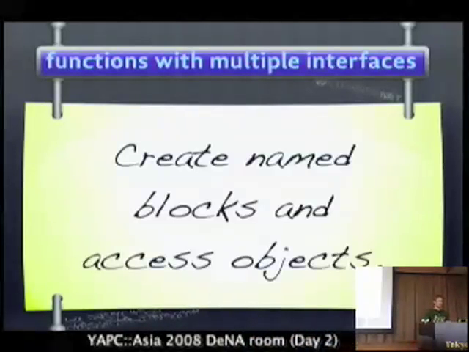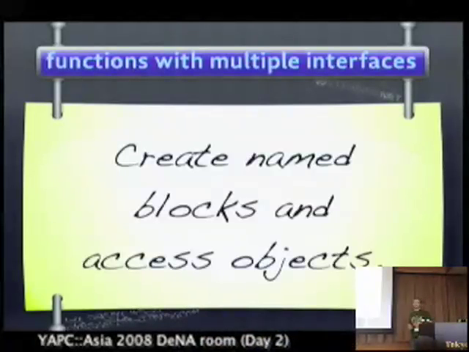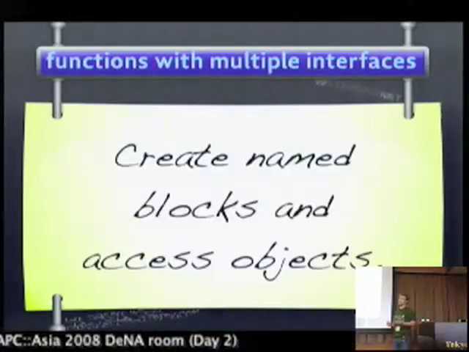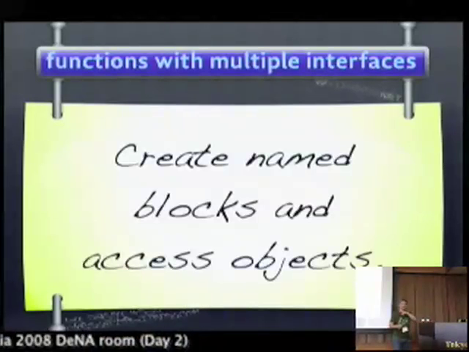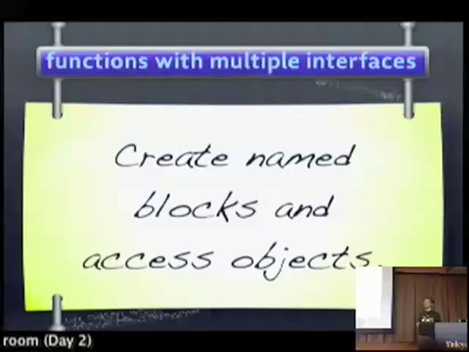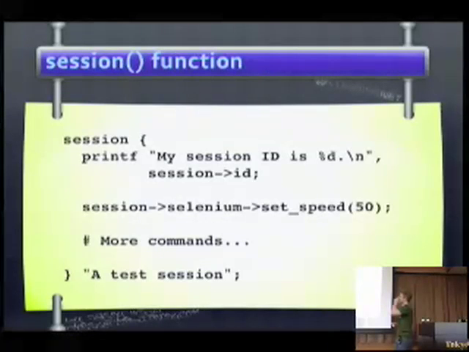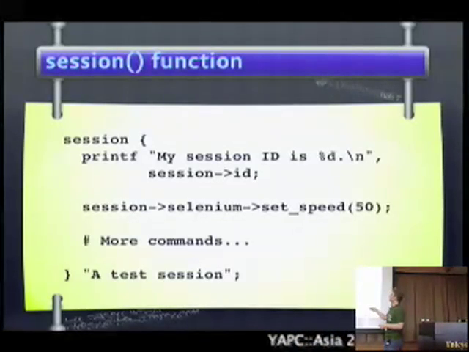Another trick that I have in here is functions with multiple interfaces. So you can create named blocks, and that's something like the block command. And if you saw in the beginning, the session command does this as well. Session takes a block, and it's sort of a named block. But you can also access it as an object, and you can use it in multiple contexts. So it depends on how you're calling it. In this particular case, session creates a new session, and that's sort of like a scope. You can see, with the curly braces, it creates a literal scope.